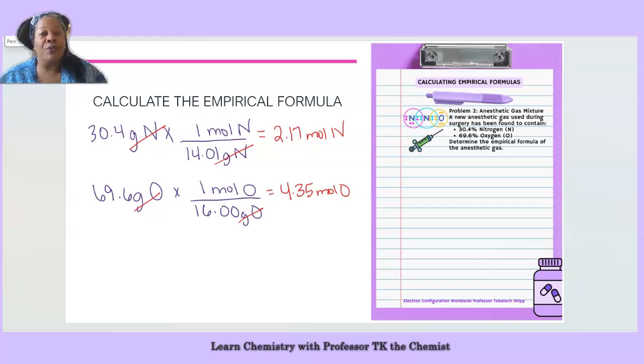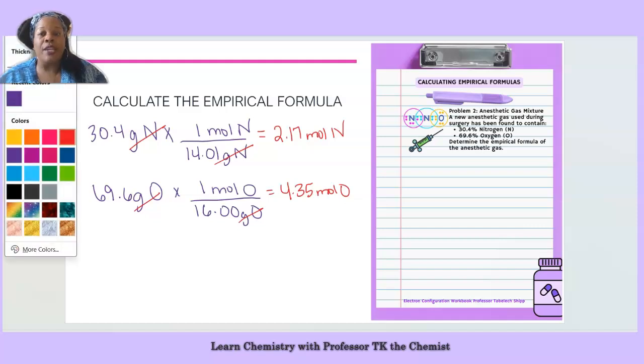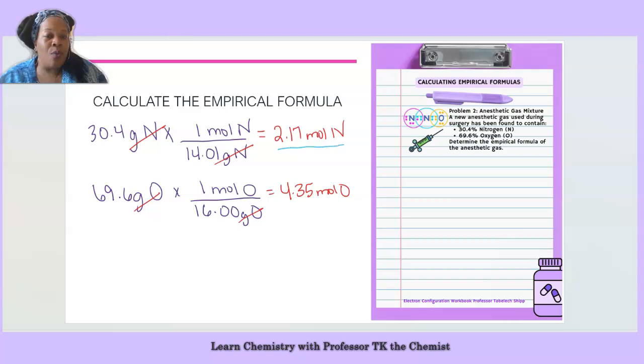Now, the next step that we're going to do is divide both of the numbers by the smallest number that you see. So in this particular case right here, the smallest number is 2.17. So 2.17 divided by 2.17 gives us 1, and 4.35 divided by 2.17 gives us 2.